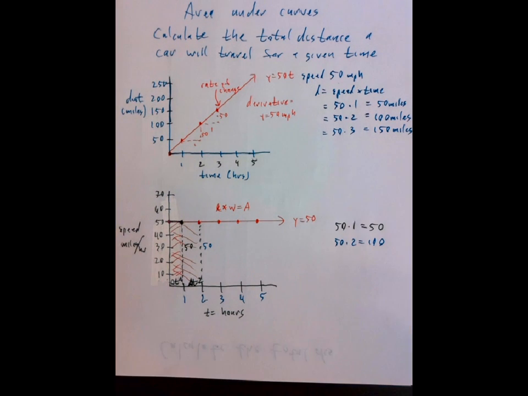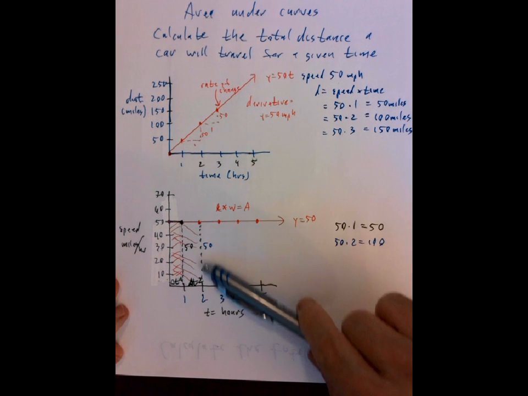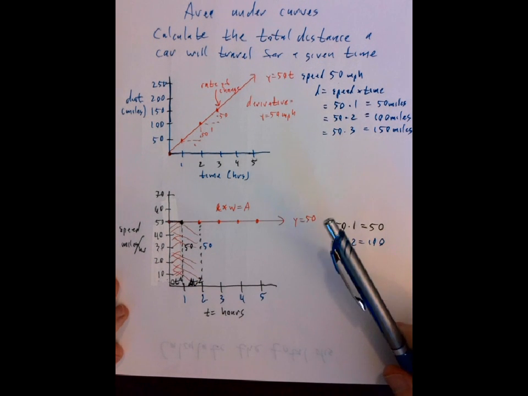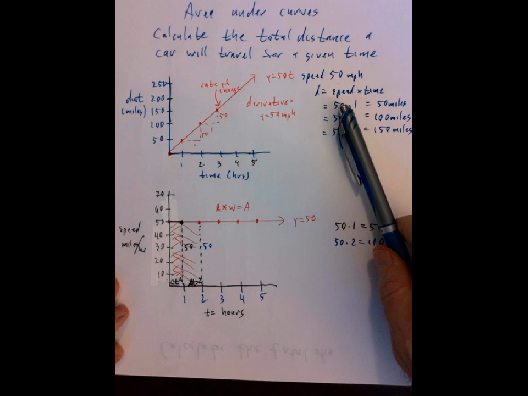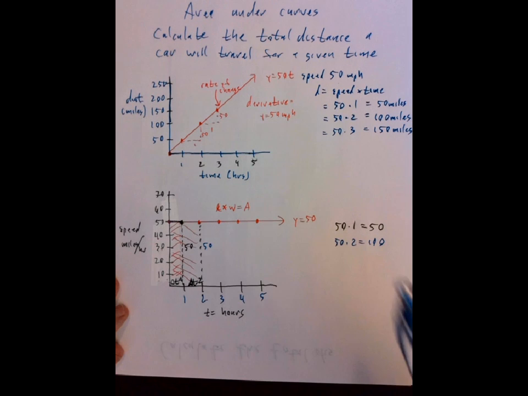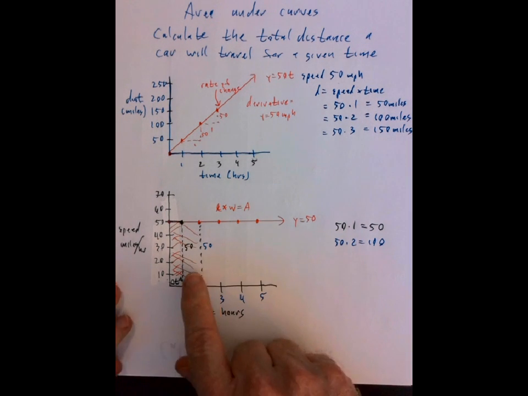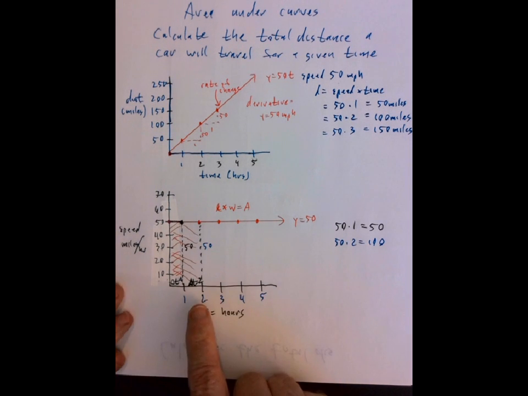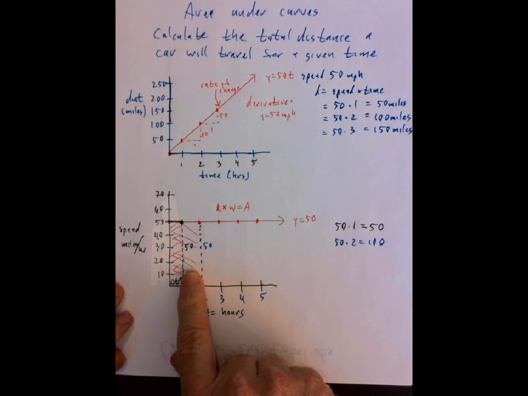Now I hope you can see by now that when I multiply the length, or rather the width, times the length of these rectangles to get the area, that's the same thing as multiplying the speed times the time to get the distance. So here's the big picture. Here's the thing we want to know: where does distance appear on this speed and time graph? It appears as the area under the curve.